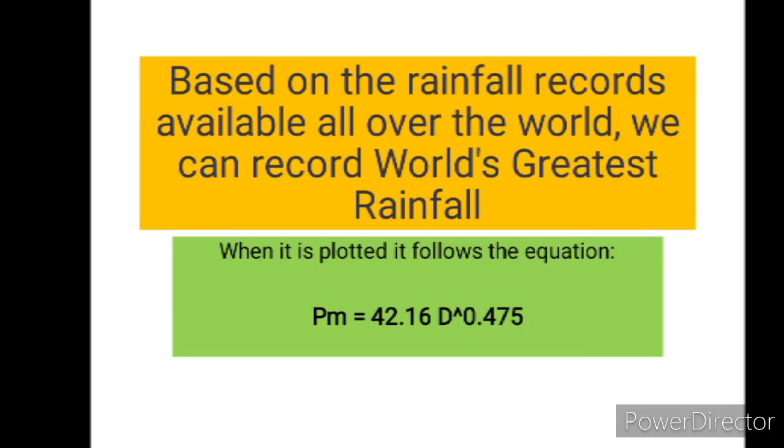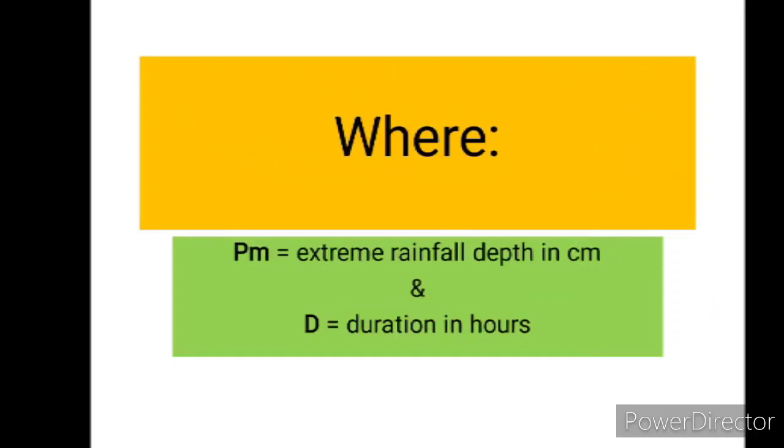Based on the rainfall records available all over the world, we can record the world's greatest rainfall. When it is plotted, it follows the equation PM equals 42.16 times D raised to 0.475, where PM is the extreme rainfall depth in cm and D is the duration in hours.